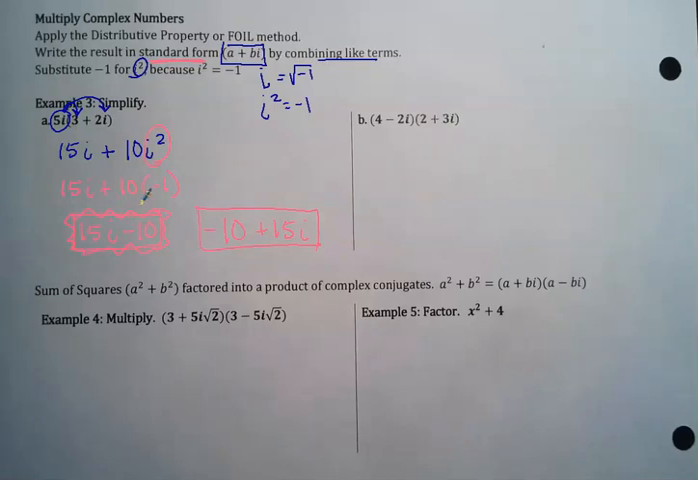Okay, on B, we need to FOIL, right? Because we have two binomials that we're multiplying. So first, 4 times 2 is, excellent, 8. Last, 4 times 3i is, good, positive 12i. Whoop, there we go, positive 12i. Inside, so negative 2i times 2 is, good, a negative 4i. And last, negative 2i times 3i is, excellent, a negative 6i squared.